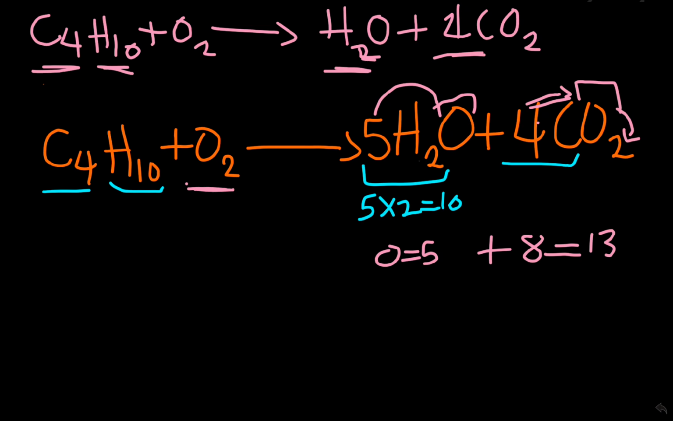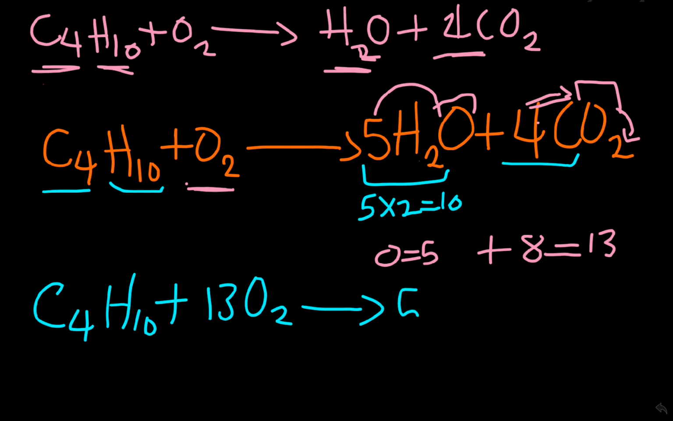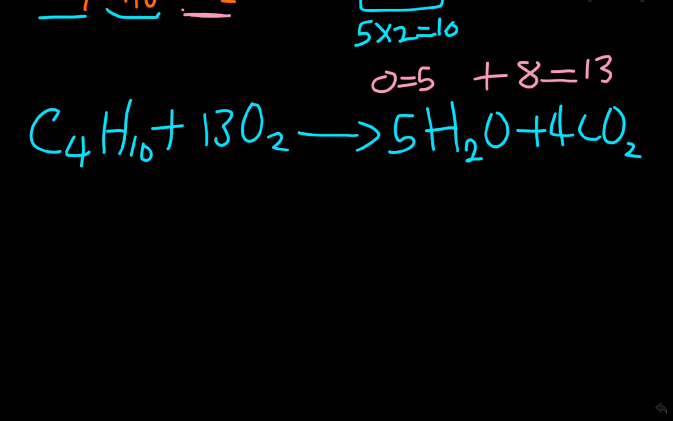And now, in order to balance this, we would increase the number of molecules. How do we go about that? Watch me. So I'm just going to say C4H10 plus, let's say 13 O2, 5H2O plus 4CO2. And so now, carbon is 4, balanced. Hydrogen is 10 here, balanced.